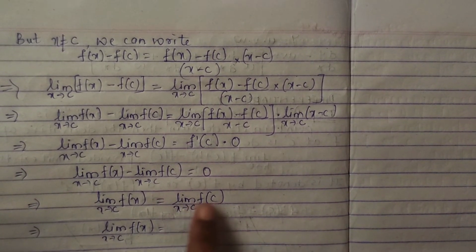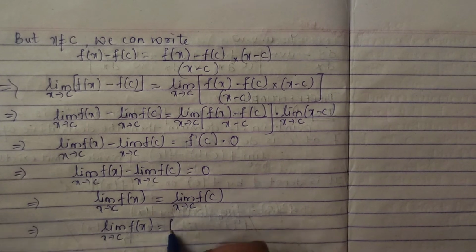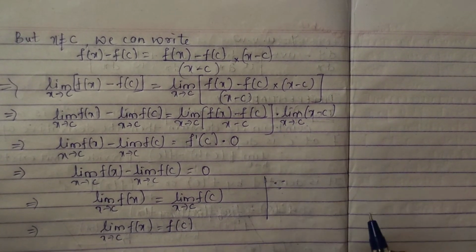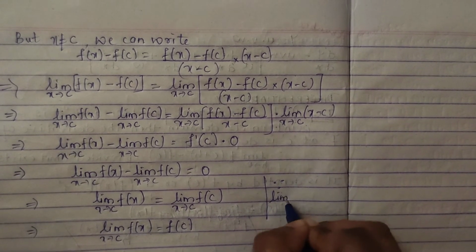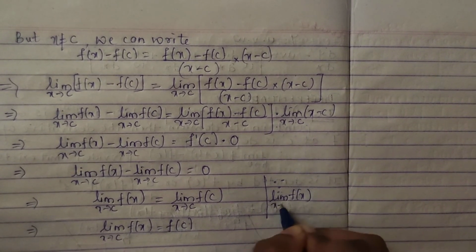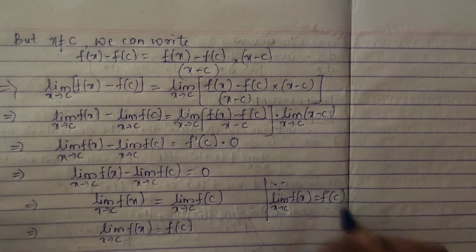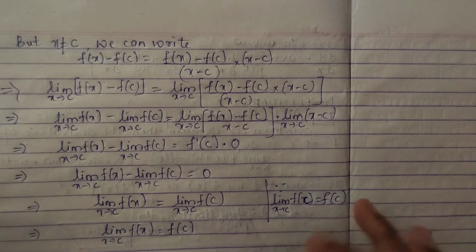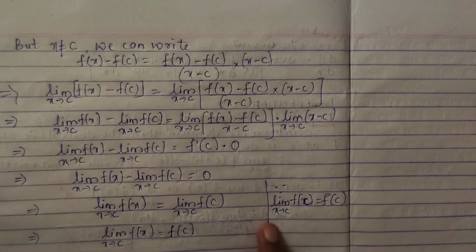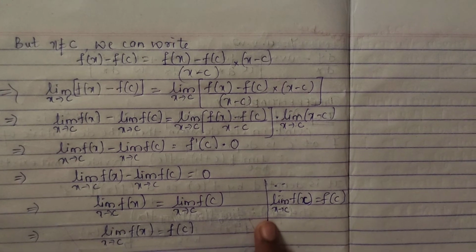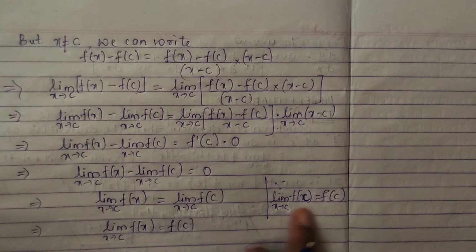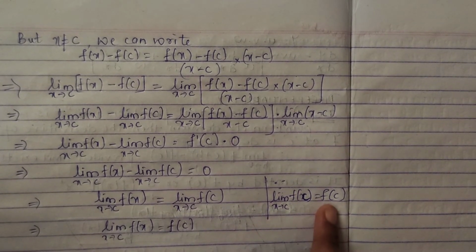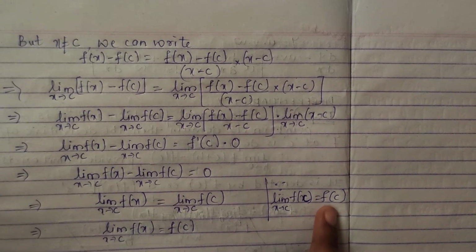Now you see the limit of f of c as x tends to c is f of c. Why f of c? Because for any constant, if you apply the limit with the same point, it remains as it is. Yes, it remains the same constant term.